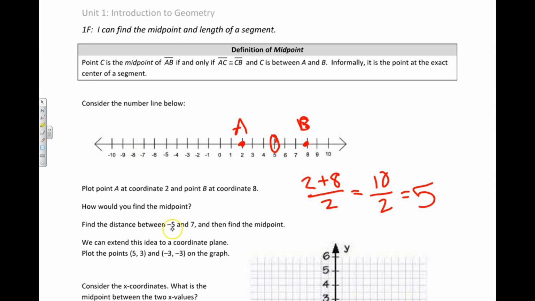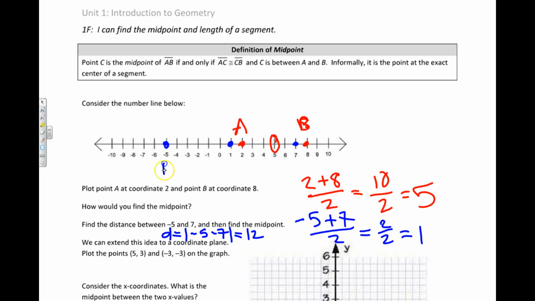So let's take a look at -5 and 7 now. Well, -5 is way down here, and 7's way up here. My distance between them, right? Remember last time we learned that distance is really the absolute value of the difference. Absolute value of -5 minus 7 gets me a distance of 12. And the midpoint's halfway between them. So I would add -5 plus 7 divided by 2, which gets me 2 over 2, or 1. So my midpoint here is actually at 1.